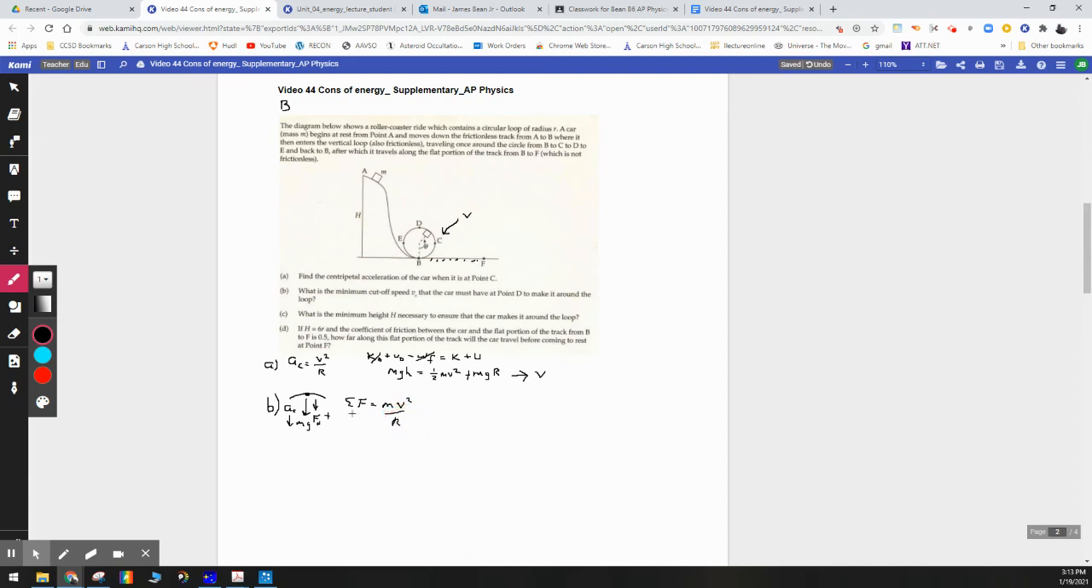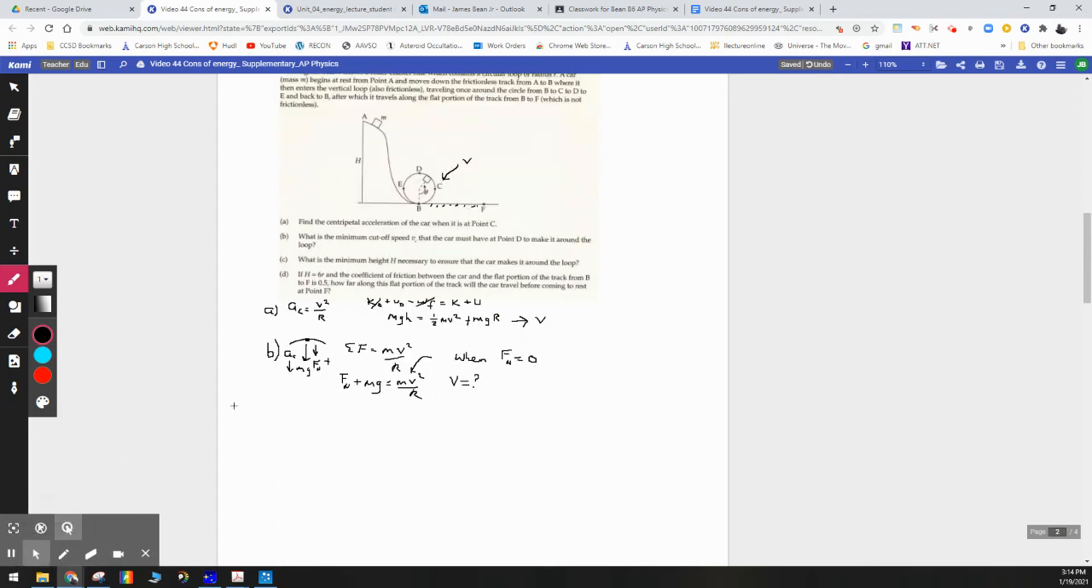So here we have the normal force going down, plus mg, equal to mv squared over r. Now we need to solve for v, but we need to solve for v when the normal force is equal to 0. So when normal force is equal to 0, what is v? So v is equal to what? We'll pause and let you figure that out.